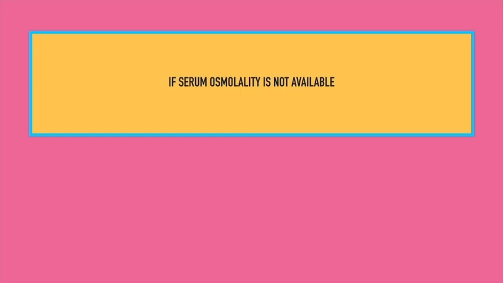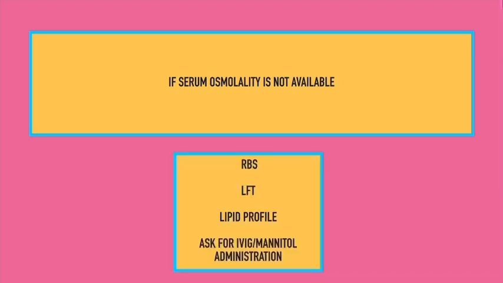In many hospitals, the lab facility for measuring serum osmolality is not available. What we can do is measure random blood sugar, liver function test, lipid profile, and ask for IVIG or mannitol administration. If everything is normal, it is a case of true hyponatremia, that means hyponatremia with low serum osmolality.